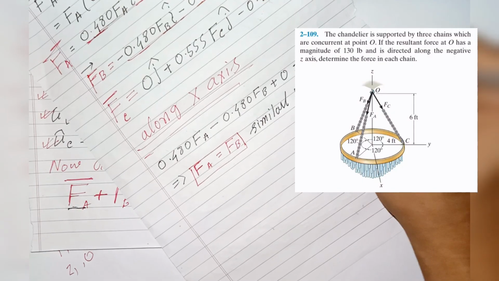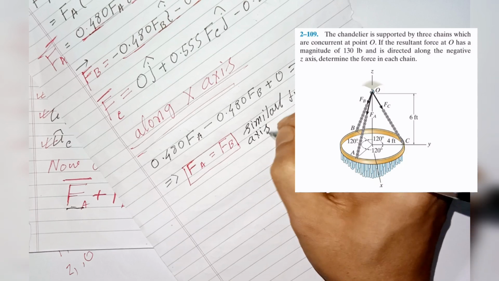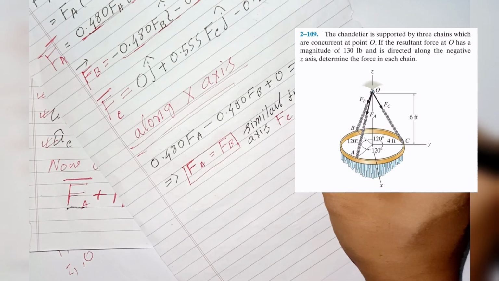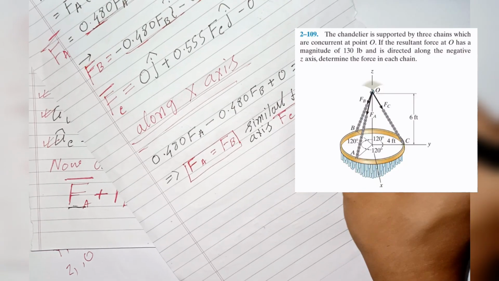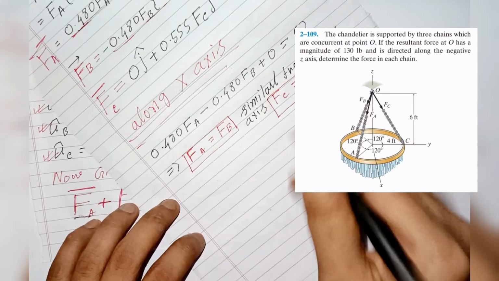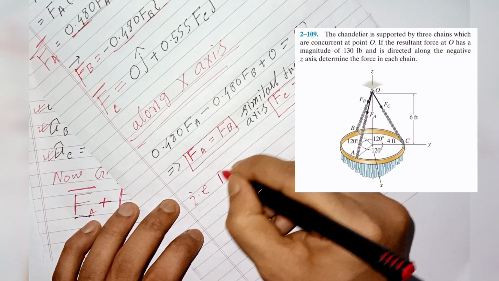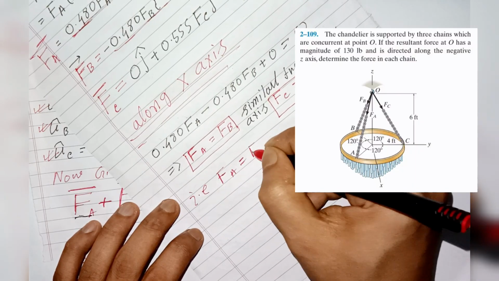Similarly, using the y axis, you have to take all j coordinates, and the resultant of the y axis is 0. So on the left hand side, all j cap coefficients are added, equal to the right side 0, and we can find F_C equals F_B. Now the last one is the z axis. To write the z axis, on the left hand side write down all k cap coefficients in addition.